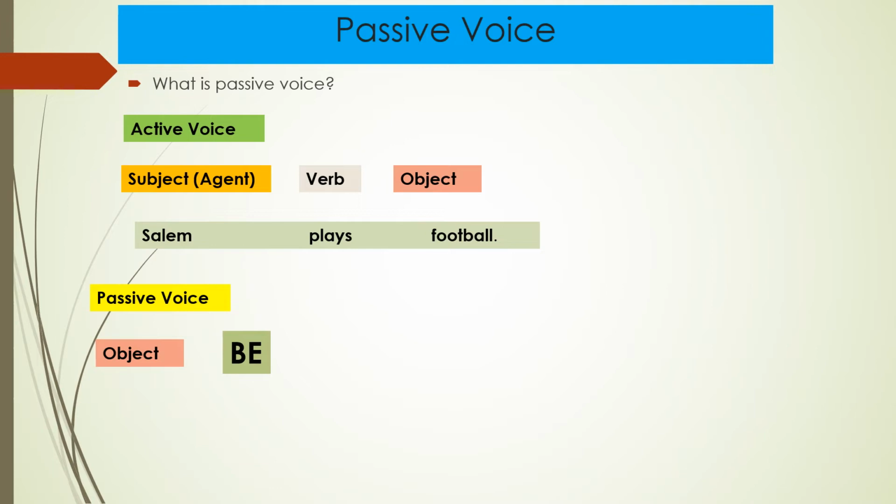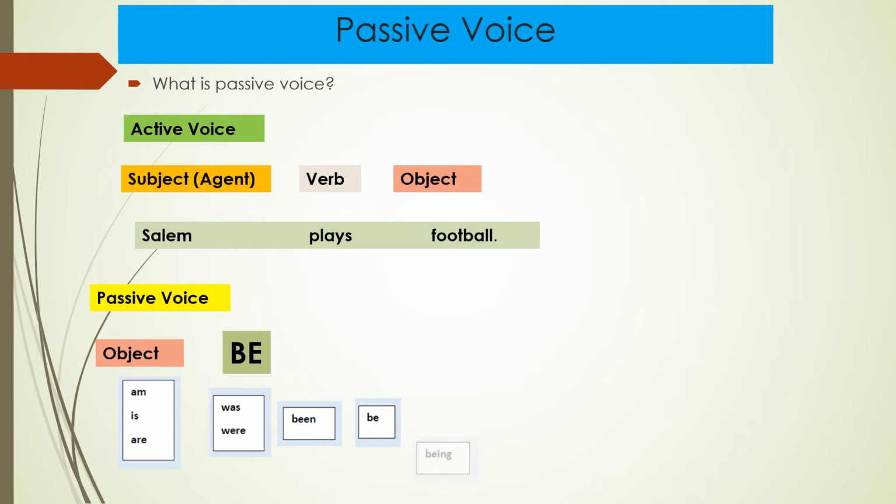أفعال عائلة be، وهي في المضارع am is are، في الماضي was were، في أزمان التام in the present perfect and past perfect tenses we use been. In the modal sentences, or when the sentence has a modal such as will, would, can, could, may, might, we use be. And in the continuous tenses we use being. So the family of verbs to be are these.